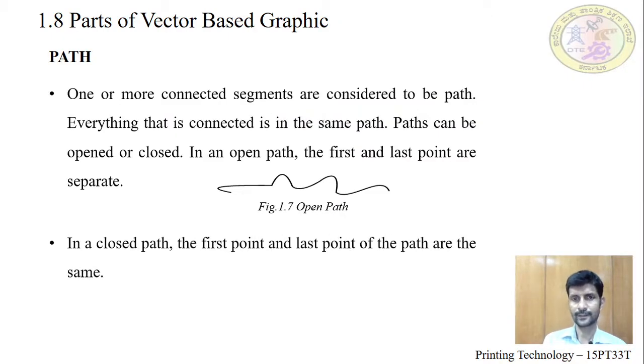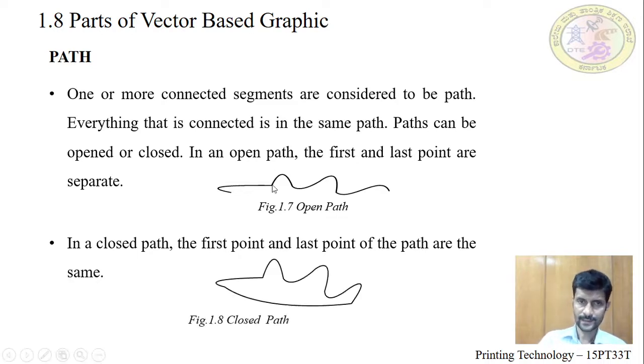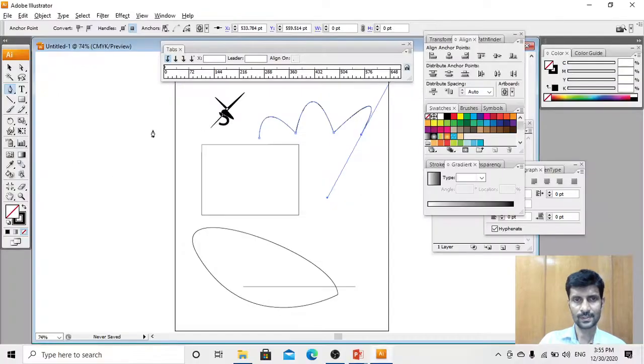The first point and the last point of the path are the same, so it is closed: starting, ending, and again merged with the starting point. This is called a closed path. See, starting, ending, and then returning to the starting point.